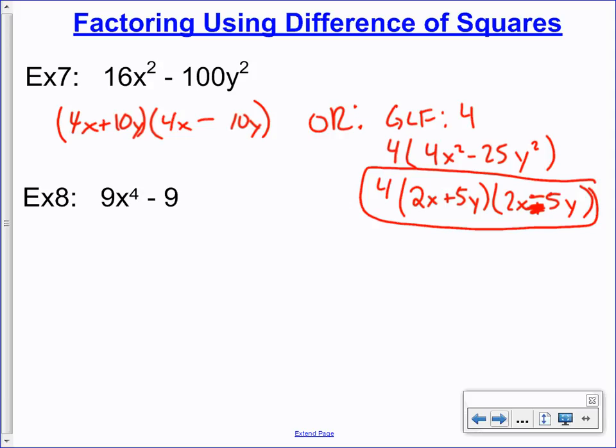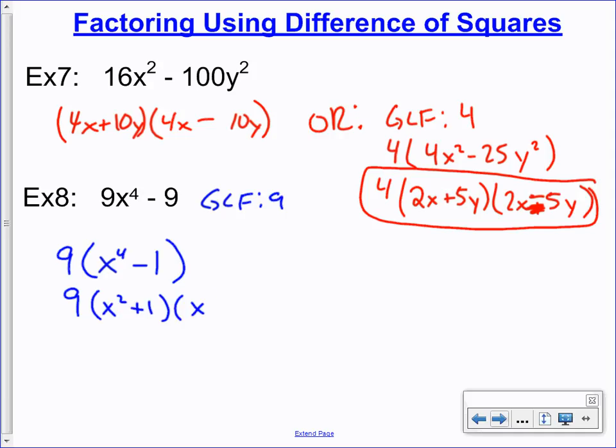Speaking of checking for GCF, what is the GCF here? 9. Yeah. So the GCF is 9. So 9 times (x to the 4th minus 1). The square root of x to the 4th is x squared. So it's x squared plus 1 and x squared minus 1, right? So this is a dose.